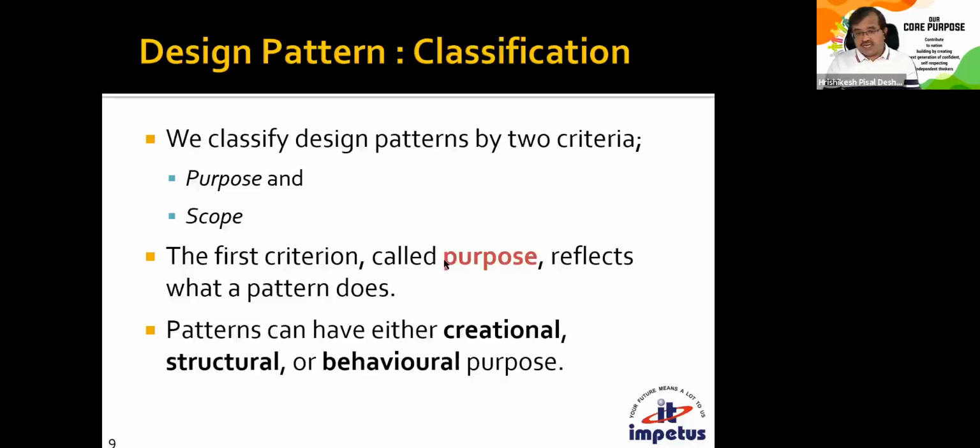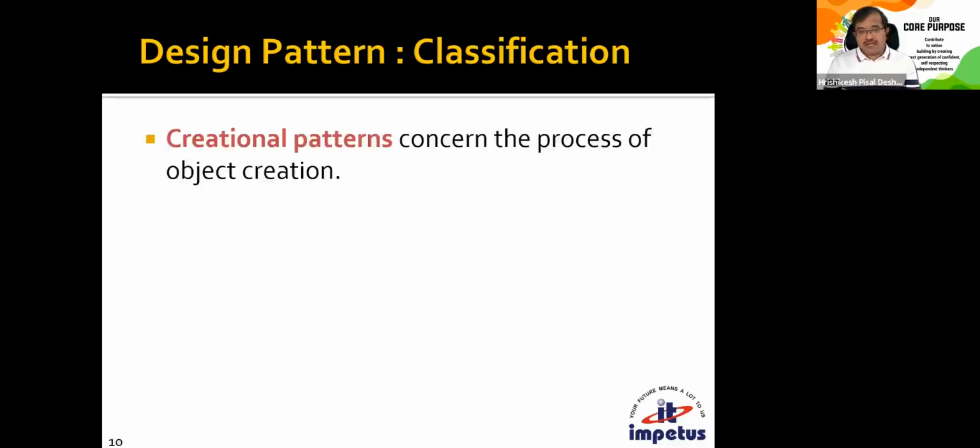So the first criteria is that of purpose. It reflects what the pattern does. Creational patterns are concerned with the process of object creation. So we'll start off with the simplest one, object creation, because that's something so very fundamental, so very common. And for that also, there are so many patterns which have been given, which will facilitate creation of objects. You just have to understand which pattern to use for constructing an object, and when.